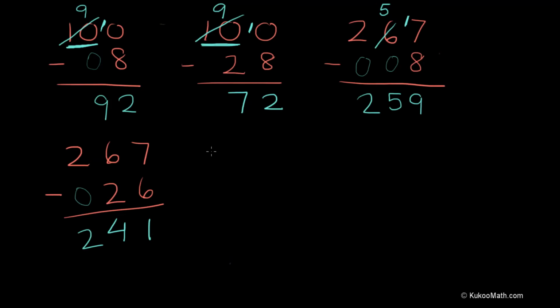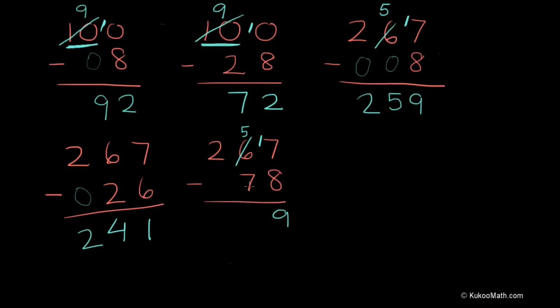Let's try the next problem. 267 minus 78. Since we can't do 7 minus 8 in the ones column, we're going to have to borrow from the next column over. So the 6 becomes a 5, and we add a 1 in front of the 7. 17 minus 8 is equal to 9.